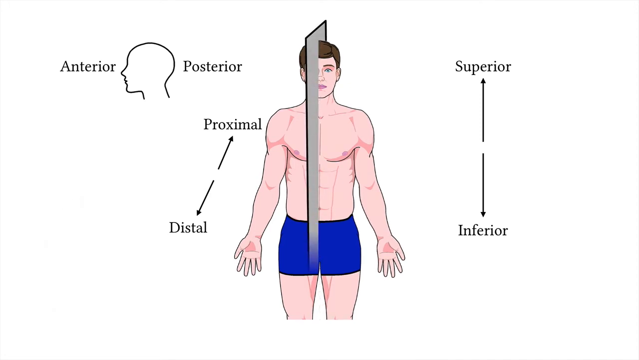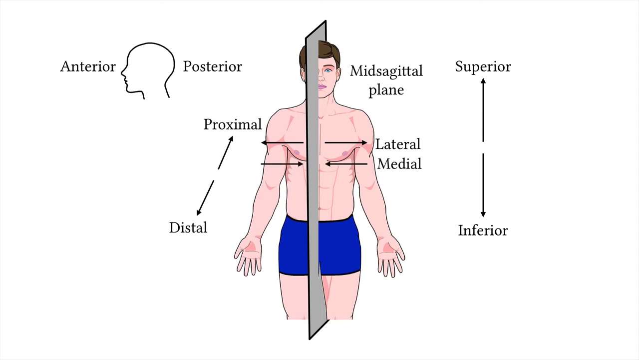Now imagine a plane running down the midline of the body. This plane is called the mid-sagittal plane, again, dividing the body into right and left halves. If a body part is located away from this plane, it is referred to as being lateral. If the body part is located closer to the mid-sagittal plane, it is medial. Now we can talk about terms of movement, or how joints move. Though a joint allows movement, the body part is the thing that is moving.